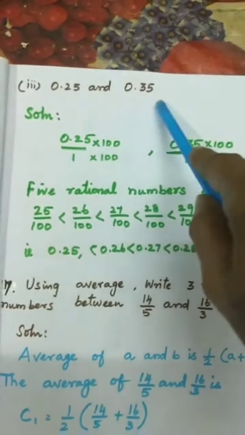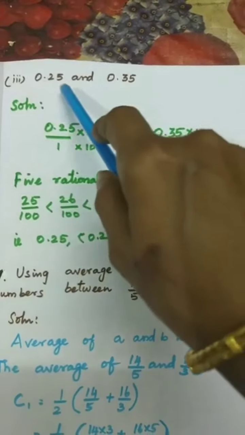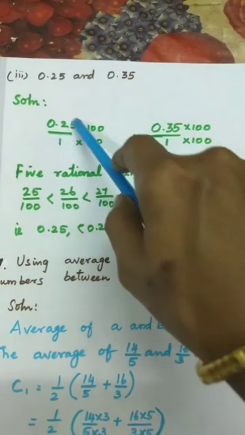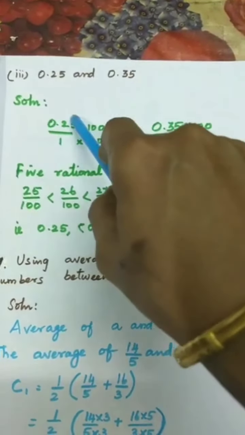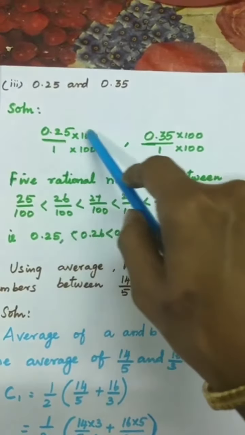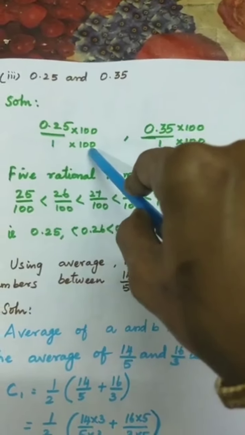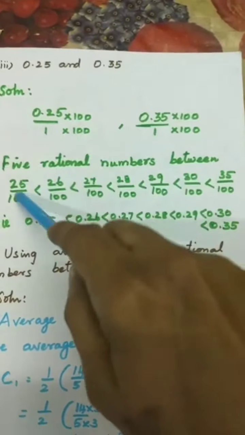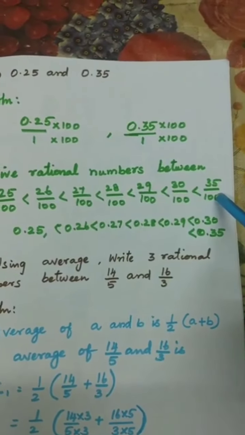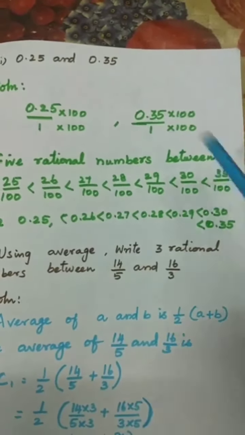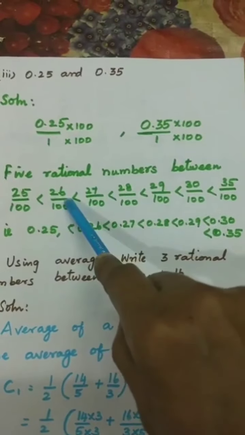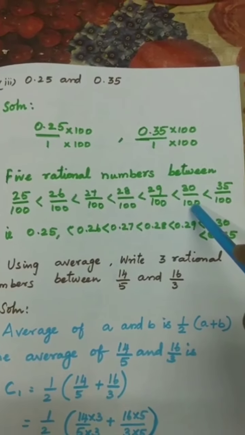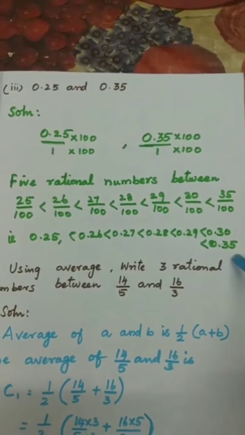Second was 0.25 and 0.35. Then we have to find 5 rational numbers between these, isn't it? So, okay, we have to write them as whole numbers. So that way we have 2 digits. We are multiplying both numerator and denominator by 100, isn't it? Then it will come as 25 by 100 and 35 by 100. And between these two we have to write 5 rational numbers. That is 26 by 100, 27 by 100, 28 by 100, 29 by 100 and 30 by 100. We can write like this also in decimal form.